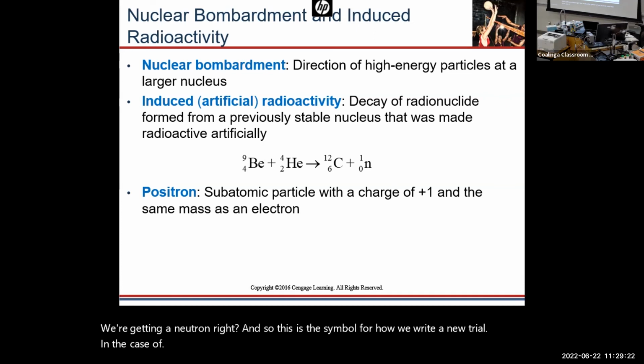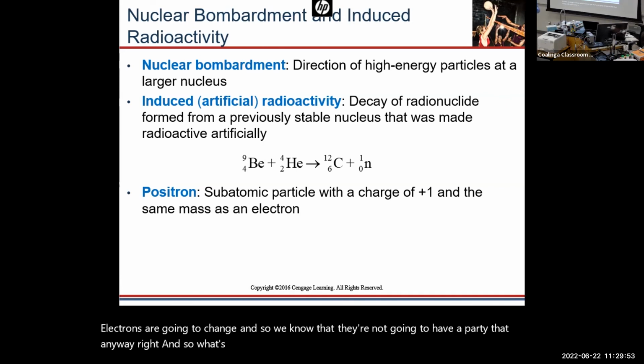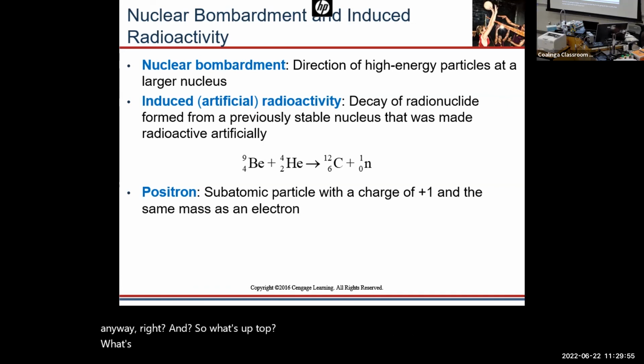The neutron is going to be a one. Oh, so why do you guys think it's going to be a one? Why is one going to be on the top? Electrons are not going to change, so we know that they don't play a part in that anyway, right? And so what's up top? What's up top and to the left?